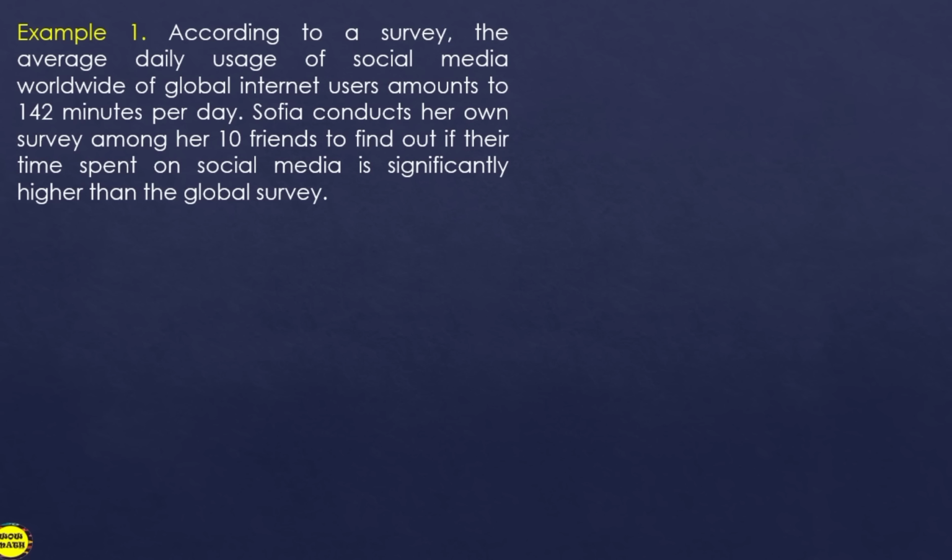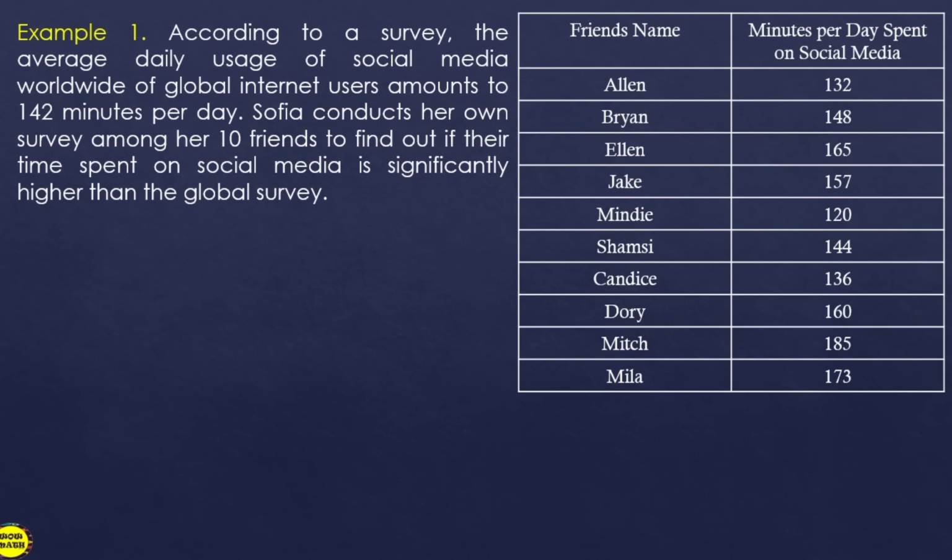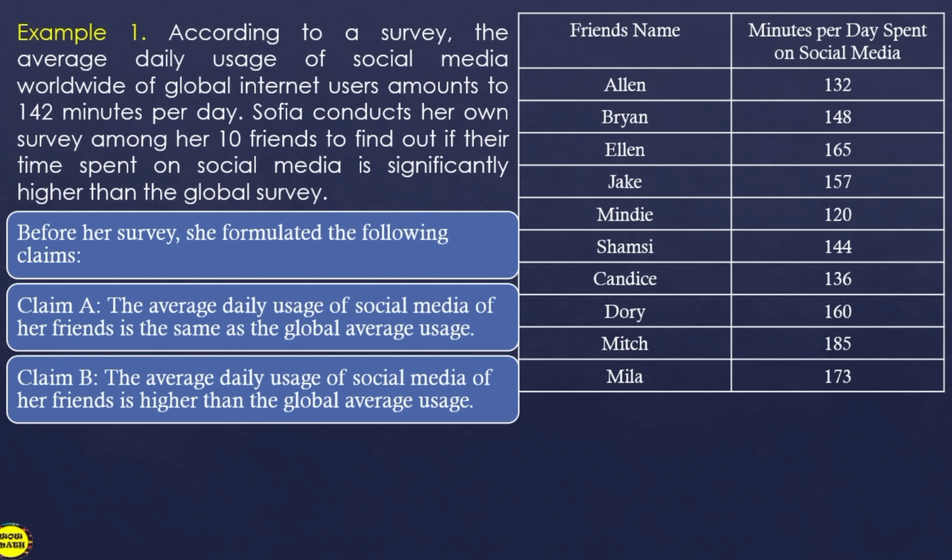So, this problem is from the module in DepEd Commons. I think it was made by Region 4A, Calabarzon. This one is the list of the 10 friends of Sophia. Before her survey, she formulated the following claims.